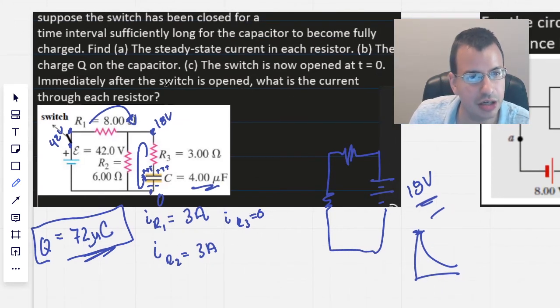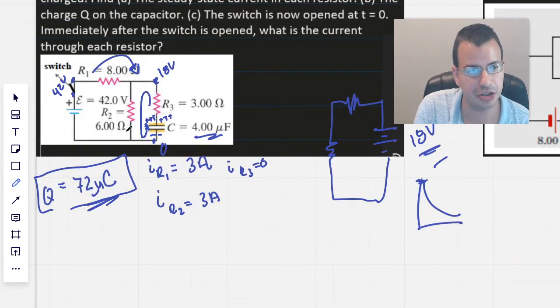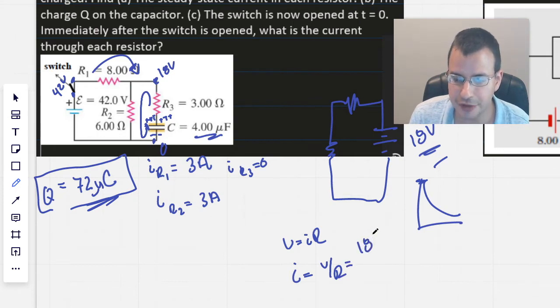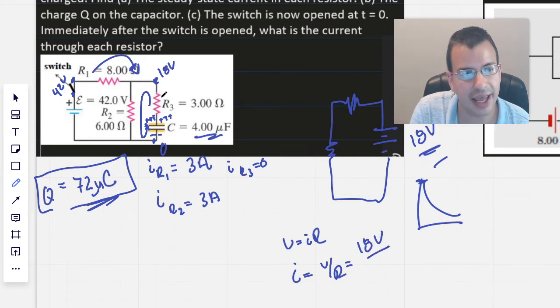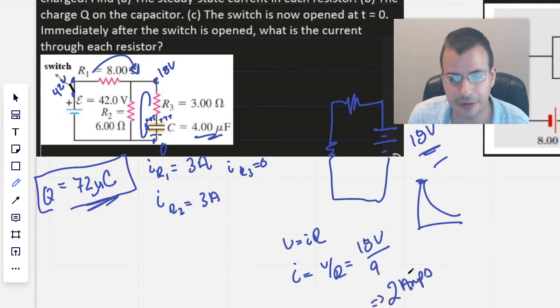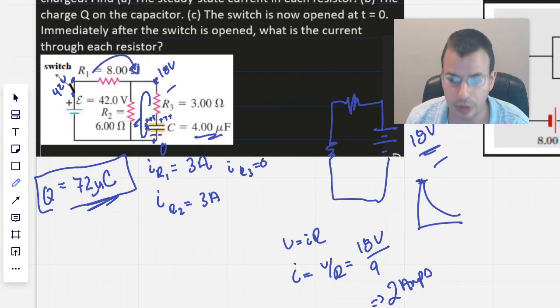So what is, immediately after the switch is opened, the current through each resistor? Okay, so we find the combined resistors of 3 and 6. V equals I R, therefore I equals V over R. Our voltage difference here is 18, and our resistance will be 6 plus 3, which is 9. Therefore, we'll have 2 amps flowing through both IR3, and then it will flow through IR2.